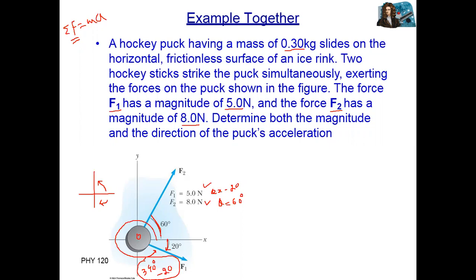First of all, we need to find the components along the x-axis. There are two forces, so we need the x components and the y components. The x component of the first force along the x-axis and the component of the second force along the x-axis, the same for f1y plus f2y.